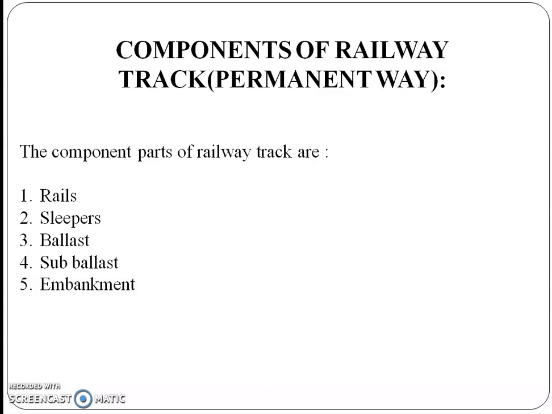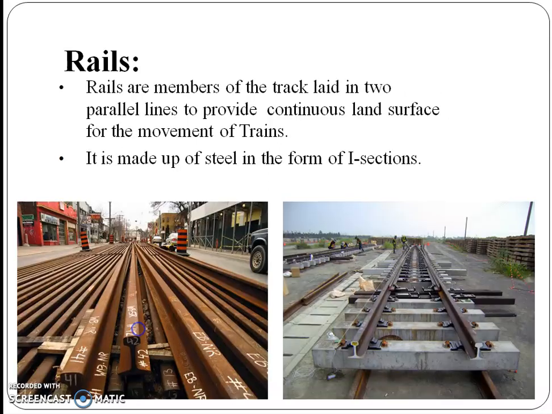Now what are the components of permanent way of railway track? The component parts of railway track are rails, sleeper, ballast, sub-ballast and embankment. Now here in this image you can see rail. So what is a rail?